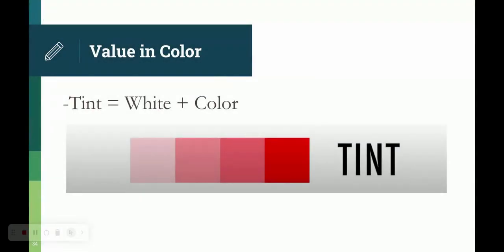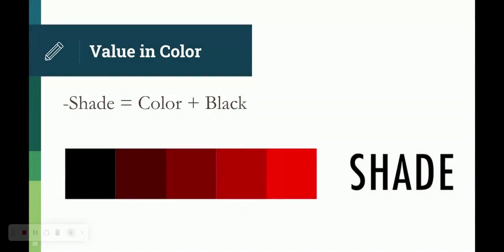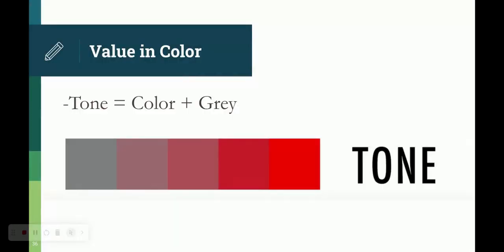Tint is white plus color. This is when you want to make your color lighter. Shade is color plus black. By adding black, you're making your color darker. And tone is color plus gray. This is when you're making your color more dull, more desaturated, less intense.